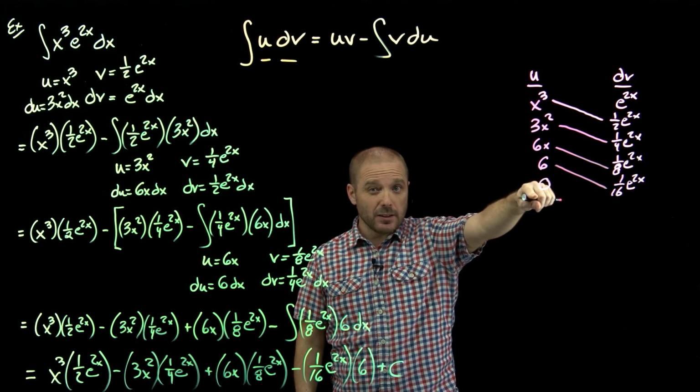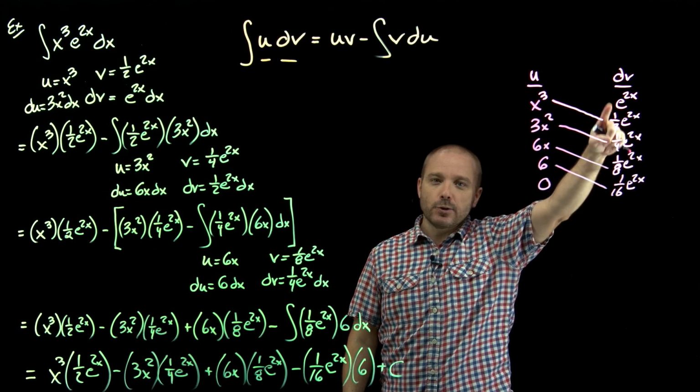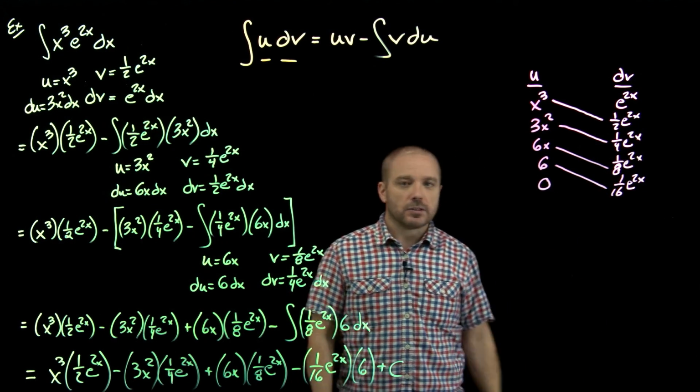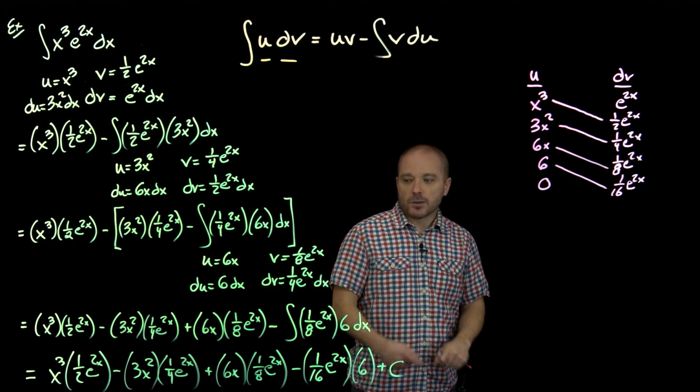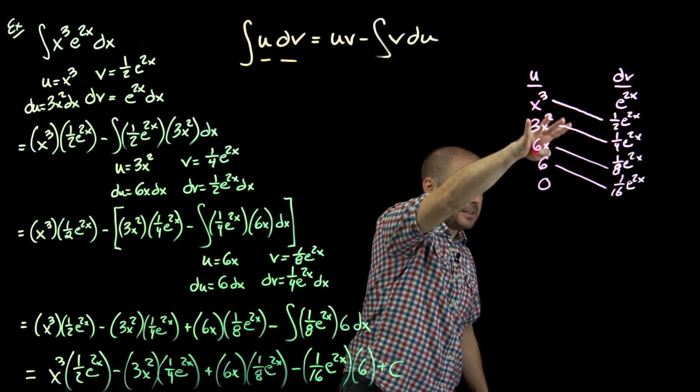And I just write that 0 in there as a placeholder. It reminds me how many antiderivatives to take over here. That 0 doesn't really get paired up with anything, but it's just there as a placeholder. So that gives us all our pairs. Notice how quick and easy that was.